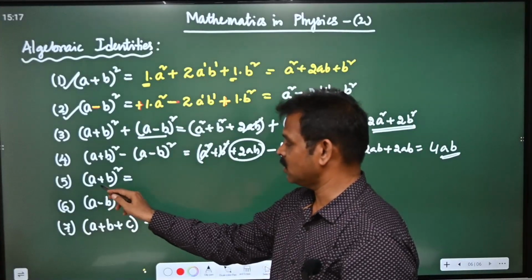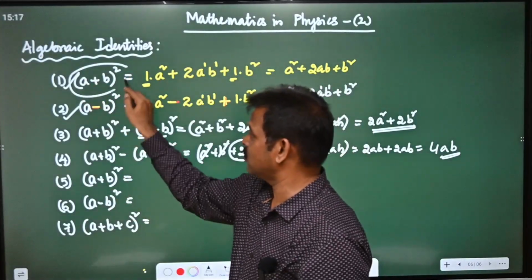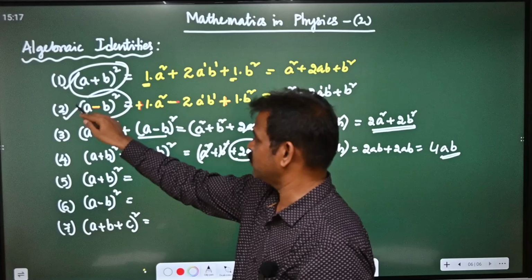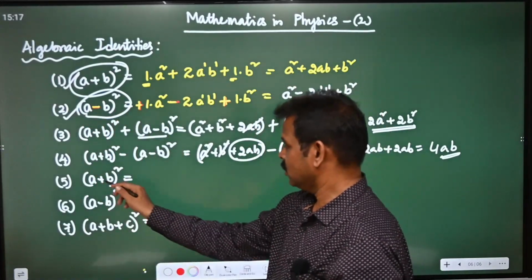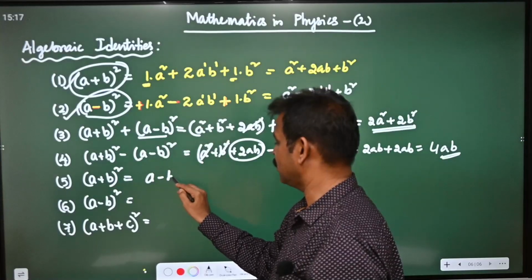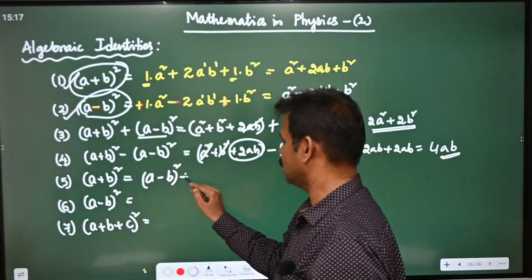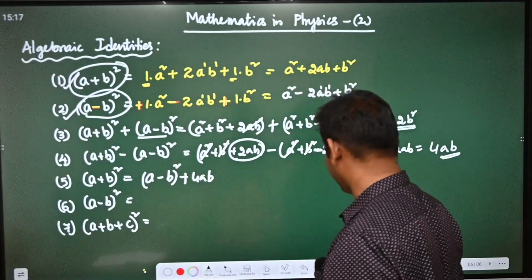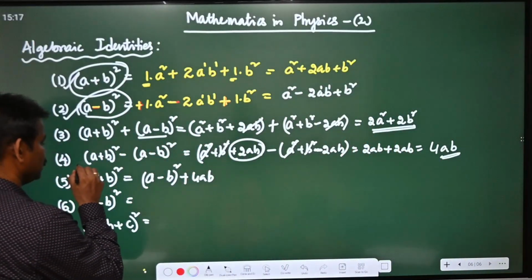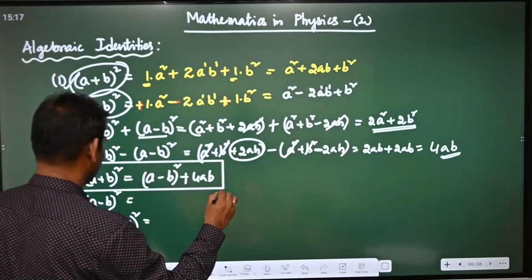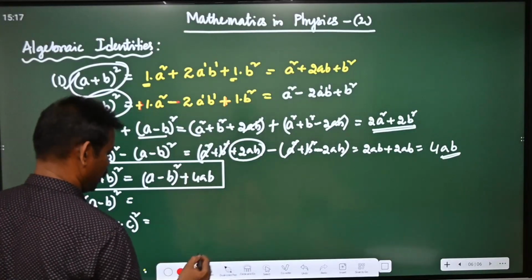Then here also I am making a plus b whole square. Already we have a plus b whole square and we have a minus b whole square. I want a plus b whole square in terms of a minus b whole square. This can be written as a minus b whole square plus 4ab. Students, how to get this one? You just check once. This is one of the important formulas while solving problems in physics.